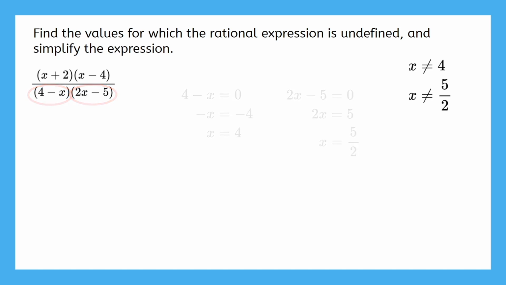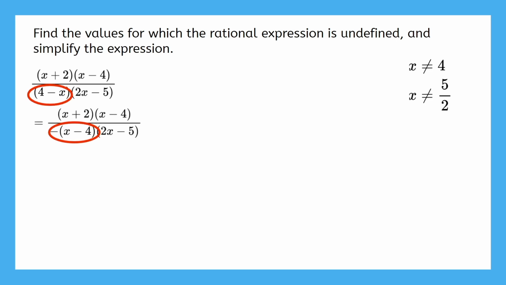Now let's move on to simplifying the expression. There have to be common factors in the numerator and the denominator in order to simplify. We see that 4 minus x can become x minus 4 if we factor out a negative sign. Then the x minus 4s will cancel each other out. Now we have our simplified expression.